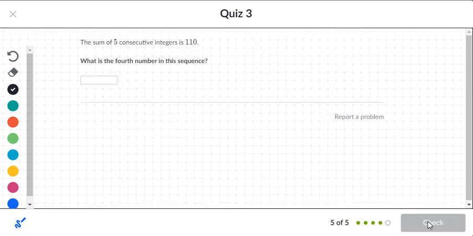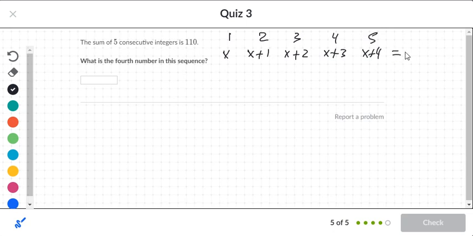Okay, next one is a consecutive. So we want 5 consecutive integers equal to 110. So here's 1, 2, 3, 4, and 5. Call this X. Now to go from 1 to 2, you're going to add 1. To go from 1 to 3, you're going to add 2. So you can start seeing the pattern. From 1 to 4 is 3. From 1 to 5 is 4. This whole thing is equal to 110.